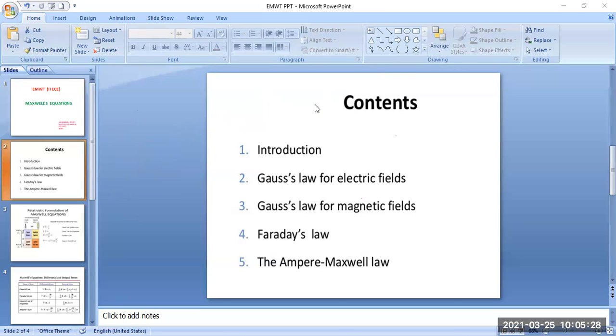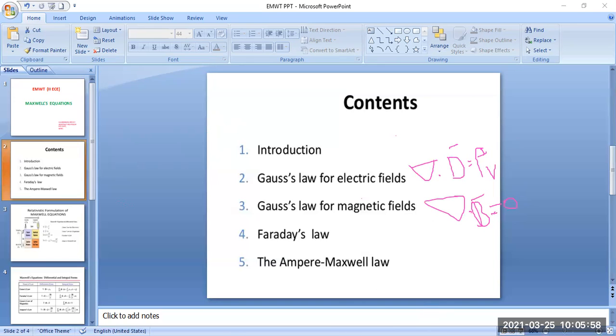So here del dot D bar is equal to rho v. We can see that Gauss law for electric fields is del dot D bar equals rho v. It is the Gauss law in point form. And Gauss law for magnetic fields is del dot B bar equals 0.